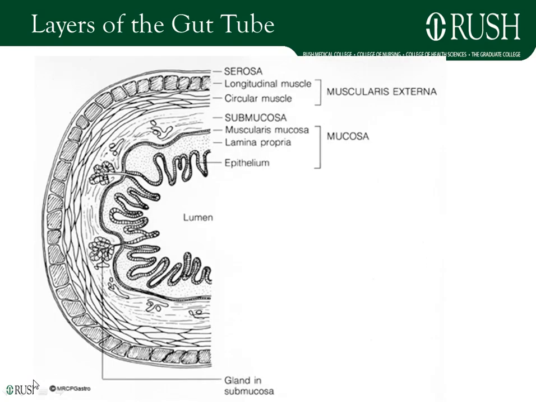Here's a diagrammatic representation of those 4 layers, the innermost being the mucosal layer, then underlying that the submucosa, and then the double layer of the muscularis externa, and in this example, the outer connective tissue layer is only serosa.